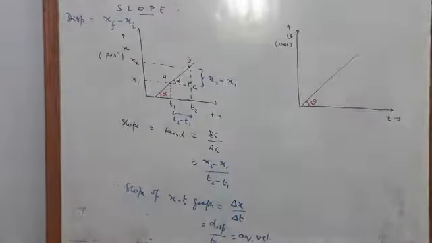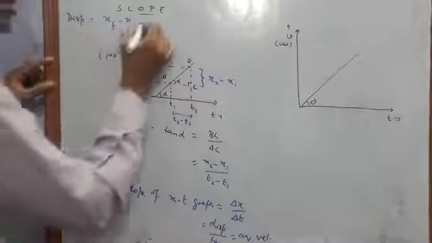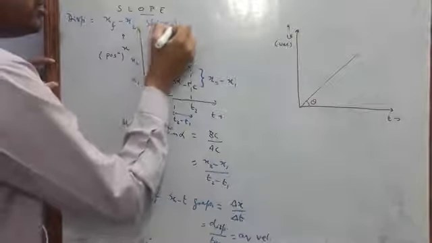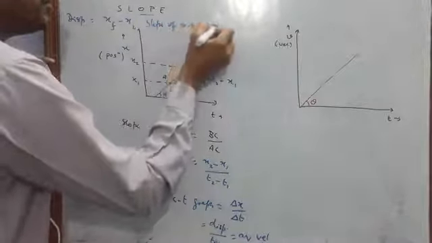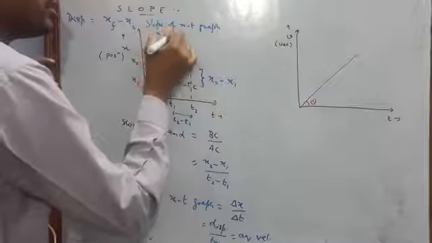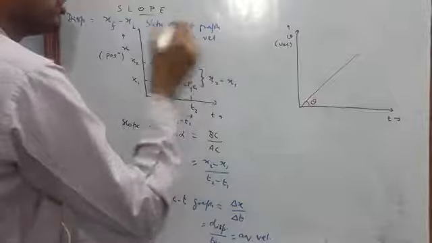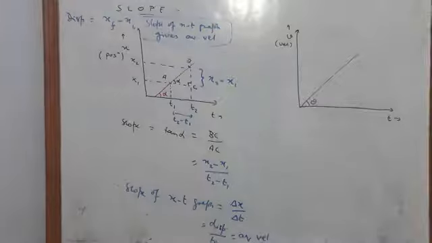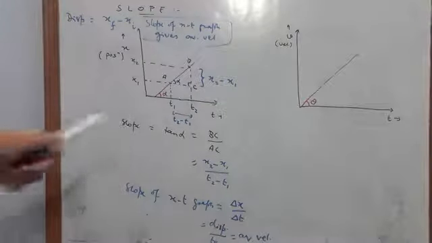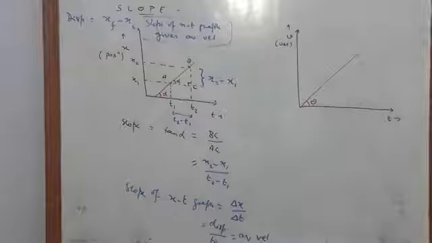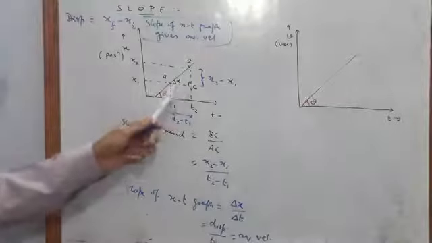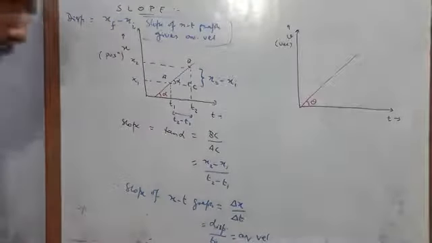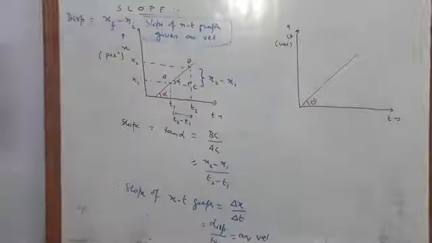So this is a very important thing that you should remember, that slope of xt graph gives average velocity. I would like you to remember this important statement. Of course, we have discussed this in the context of a straight line, but even if the graph is not a straight line, even then always slope of position time graph, any kind of graph, will be giving you average velocity.